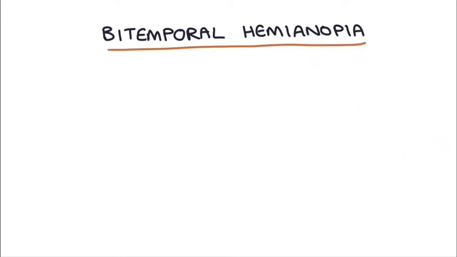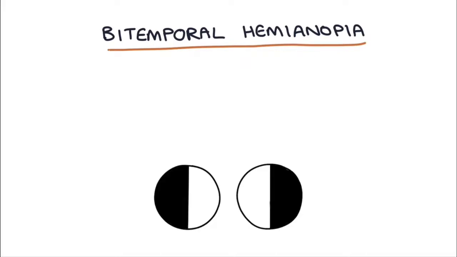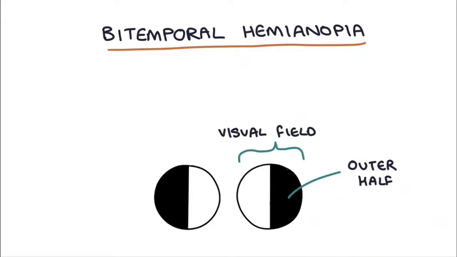In this video I'm going to go through a condition called bitemporal hemianopia, because it's a bit tricky to understand at first, but once you get your head round it, it's quite simple. Bitemporal hemianopia refers to a condition where both of the outer halves of the visual fields are lost. So the patient won't be able to see things in their peripheral vision in the outer half of their eyes.